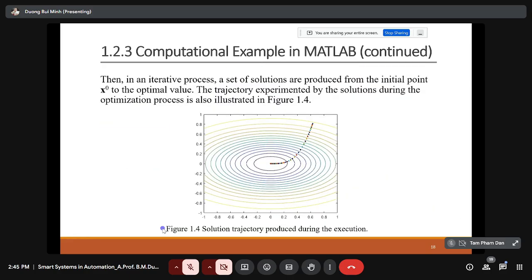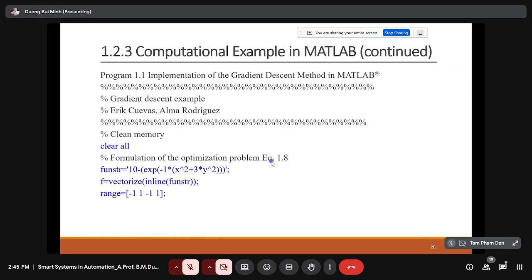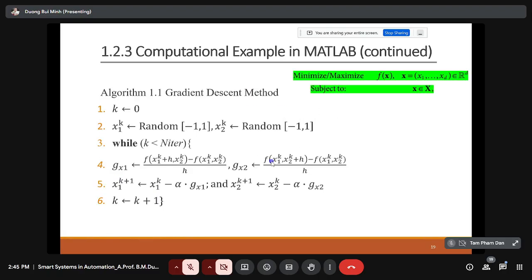Okay, now, at the beginning we are here. We update, and then you can get to the minimum point. Now we have the pseudocode.